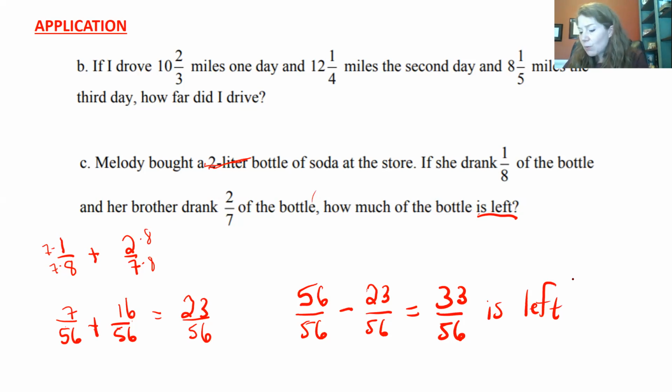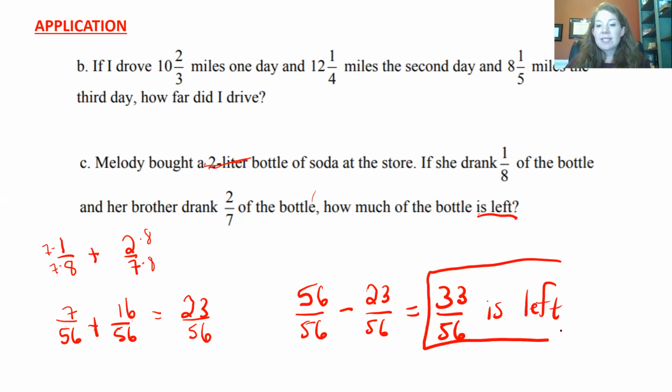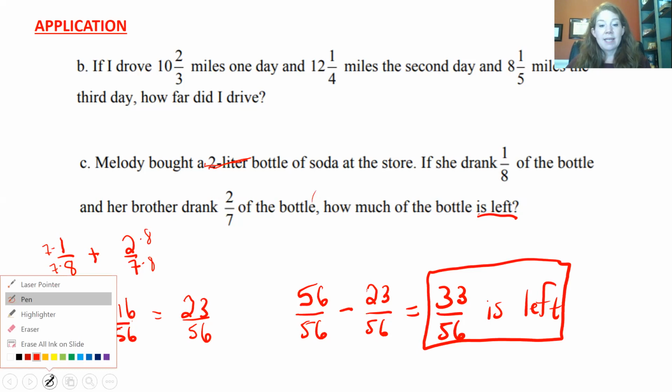Let's see what my little answers say. Now your answers are also on Blackboard, and I just always want to double check when I do word problems because I don't like word problems either. I like to double check my answer. So that's exactly right. 33 out of 56 is left. So first you find out how much they drank in total, and then you have to subtract from 1. And in this case, 1 was represented by 56 over 56.